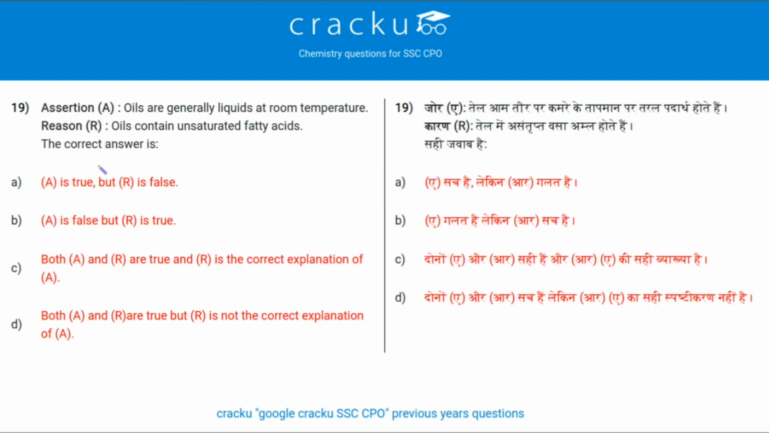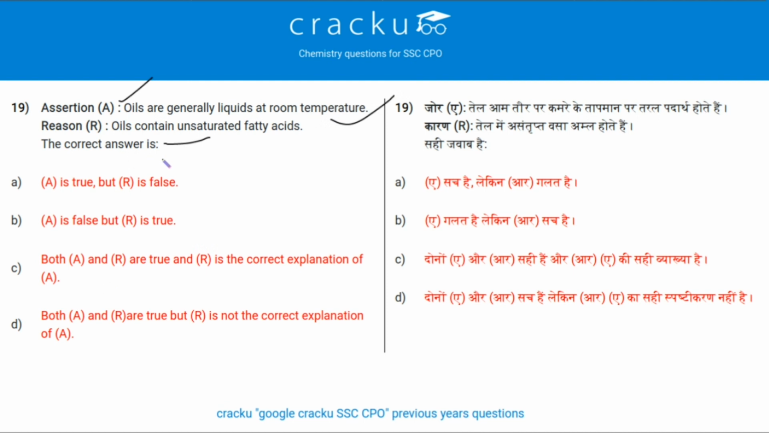Next question. Okay, this is the assertion and reason type. There are two sentences given. We need to see if sentence 1, that is the assertion, is correct or not, and whether sentence 2, that is the reason, is correct or not, and whether the reason is the correct reason for statement 1 or not. So, let us see the first statement. Oils are generally liquid at room temperature. Yeah, we all know it's true.